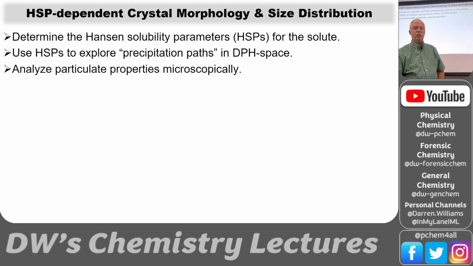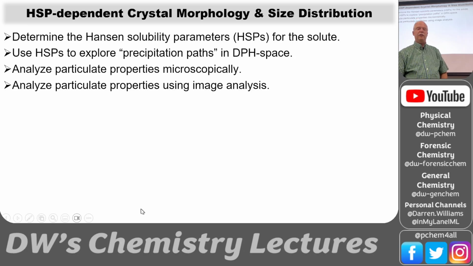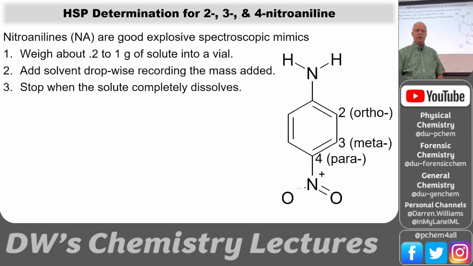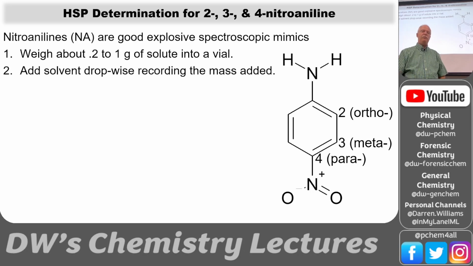And so I'll go through quickly this Hansen solubility parameter space, and I'll explore what we mean by precipitation paths. So we did this for all three, ortho, meta, and para nitroaniline. So we weighed between 0.2 and 1 gram of solute into a vial. So we had a bunch of different vials, and we put a known amount of nitroaniline in each vial. So if you want, this is a side trip.